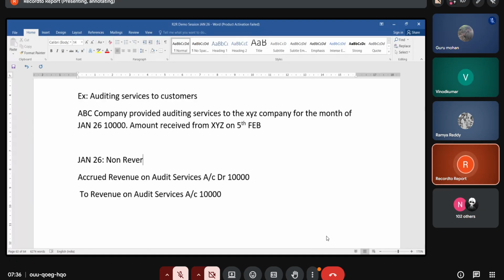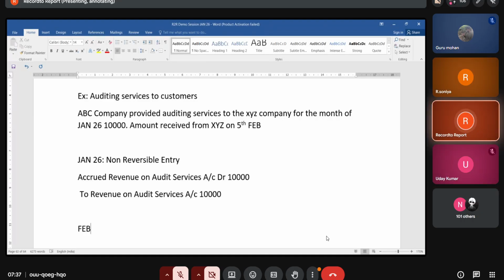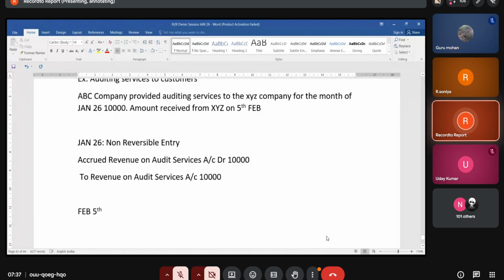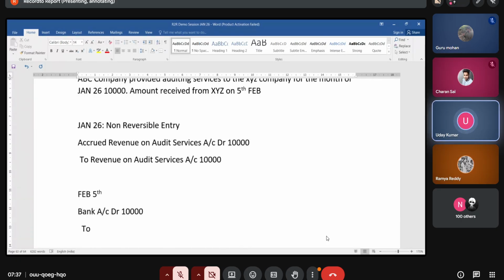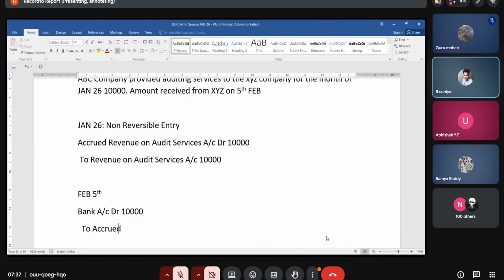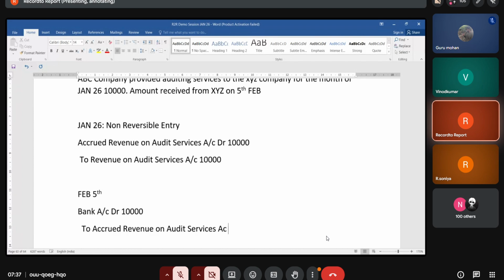It's non-reversible because it's a fixed amount. There are no changes. Okay. So on February 5th, we are receiving the money. What entry is to be recorded? Bank account debit to accrued revenue on audit services. Revenue on audit services. Okay. Guys, understand?